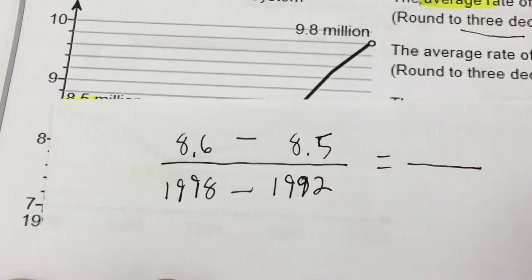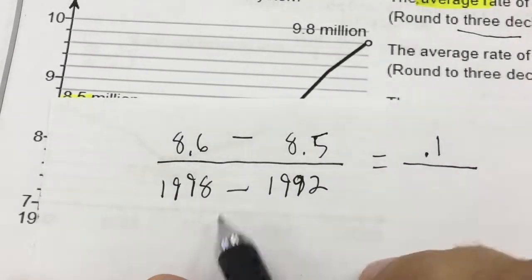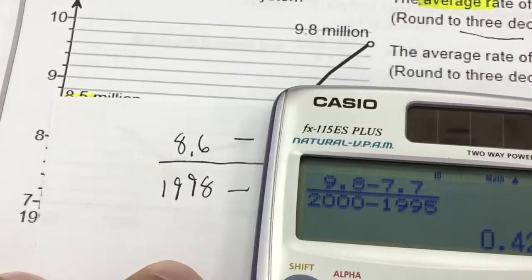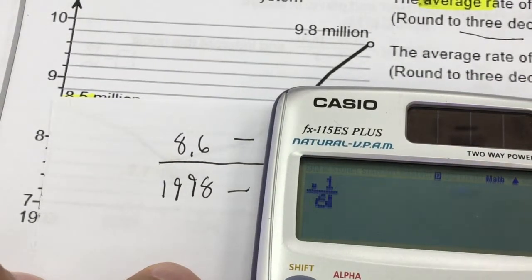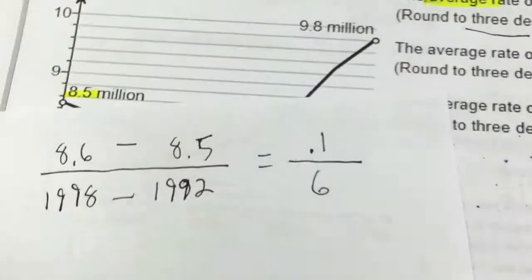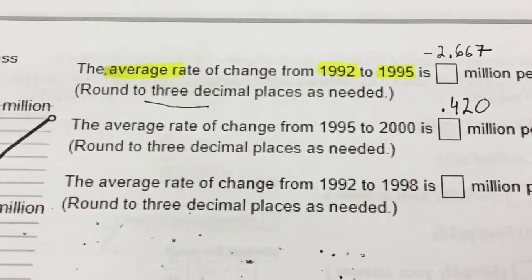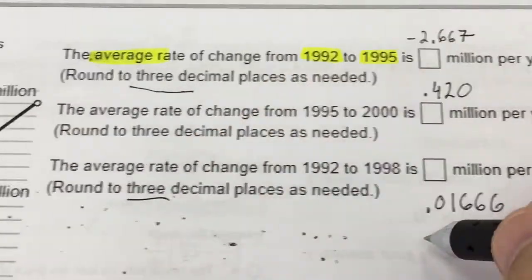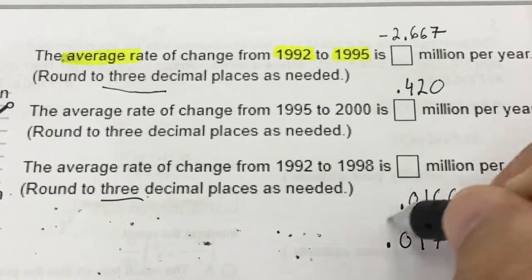I'm going to do this one in my head. That's going to give me 0.1 over 98 minus 92, 6. I'm not going to do that in my head. 1/60th, and then I hit SD, 0.01666 repeating. So I have to round it to 3 places, so it's going to be 0.017.